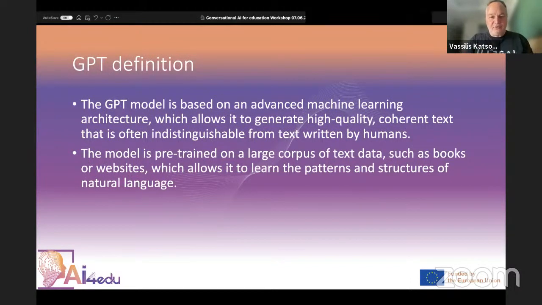So I covered this one. As I said, the pre-trained corpus is a large corpus of textual data. And of course, we need to have high quality. We need coherent text.